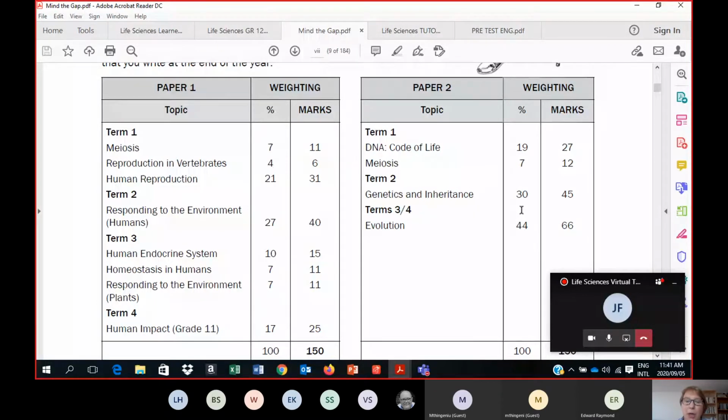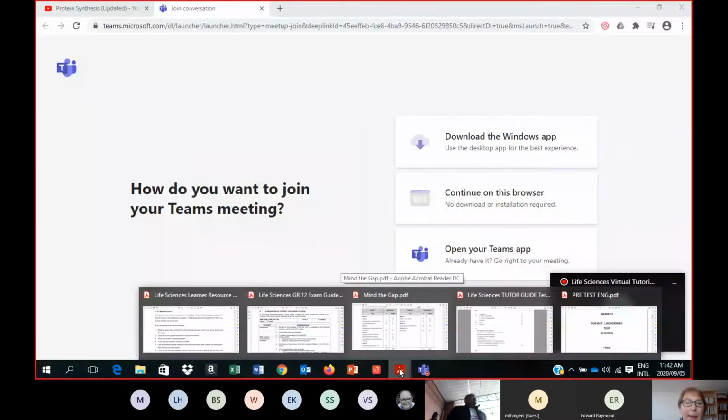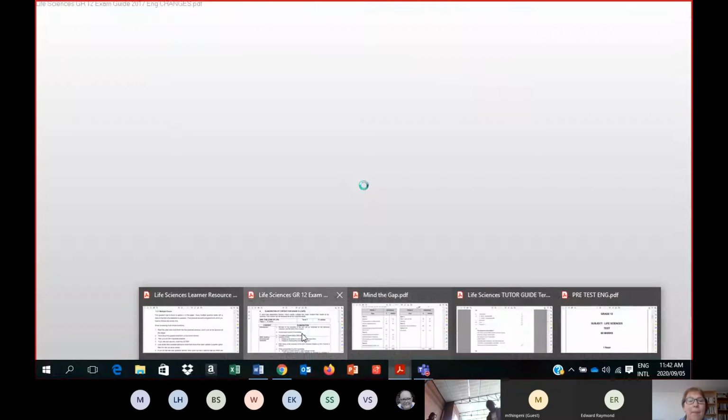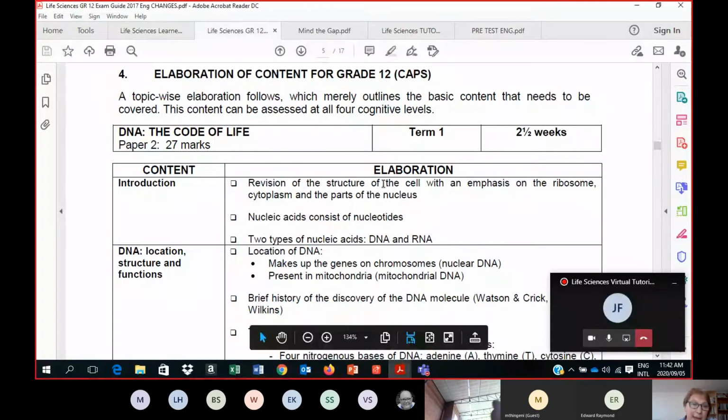I'm going to share my screen and show you something else. By the way, this is in Mind the Gap, and you should also find this at the front of your textbooks, I'm sure, and Mind the Gap is one of the e-learning resources that the Western Cape Education Department has provided, so all of you should have access to this. Right, then the next thing I'm showing you is the examination guidelines.